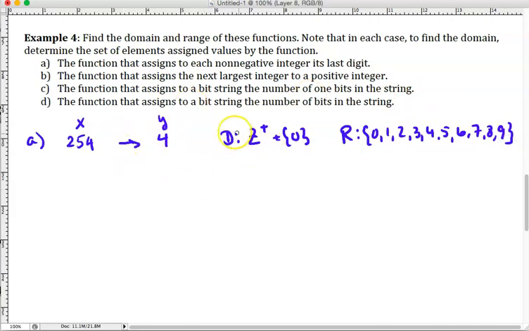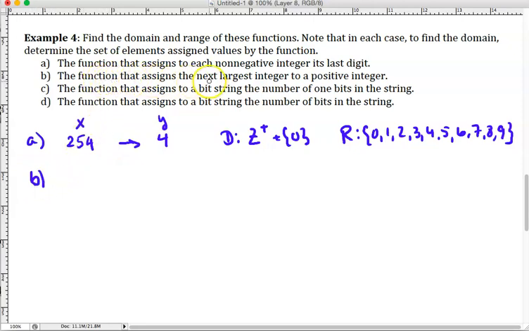So even though the codomain of the function is the integers, the range, what you actually pull out, are the last digits of a number. They're going to be from 0 to 9, all the integers from 0 to 9. Let's look at the next example.